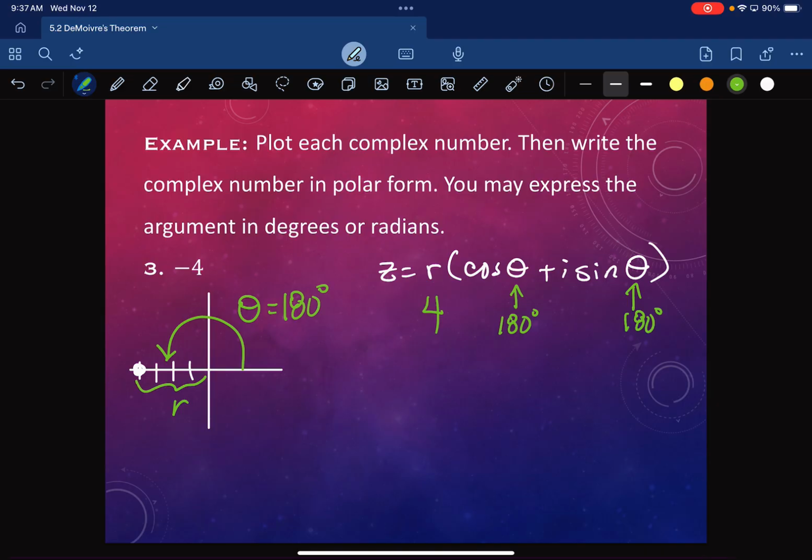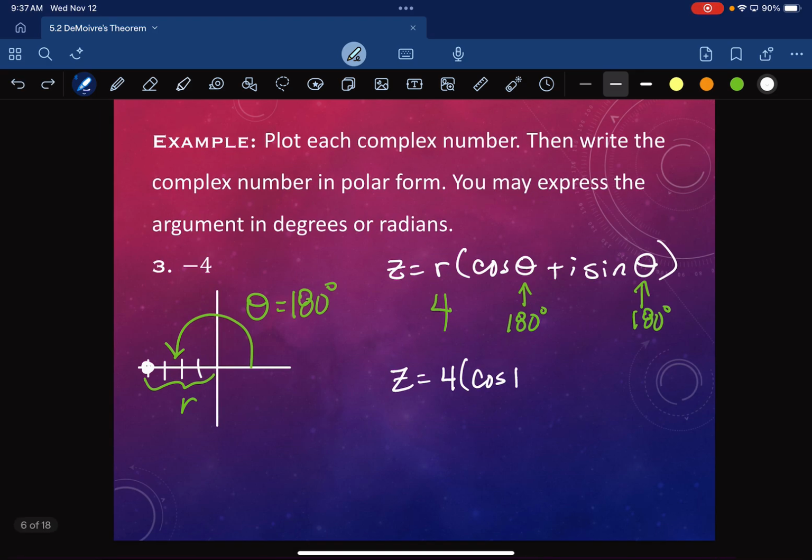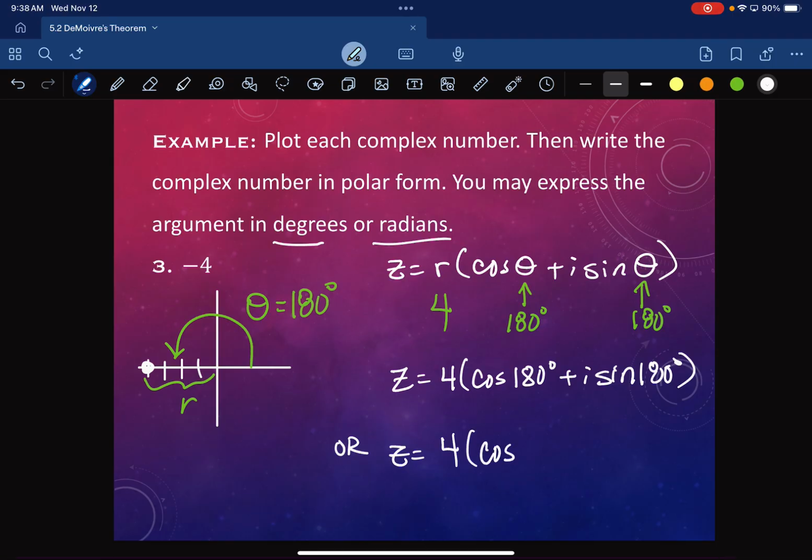Okay, we're going to do it in radians in a second, but let's actually fill in what this says in terms of degrees. Z equals 4 cosine of 180 plus i sine of 180. It still is not obvious why we would want to do this, but the pieces themselves were not hard to find, true? What if I had done this in radians? Because it does say degrees or radians, so let's just see what it looks like. Well, you'd still have 4 and you'd still have cosine. What's this angle measure up here in terms of radians? It's pi. So instead of having 180s, we would have cosine of pi plus i sine of pi.